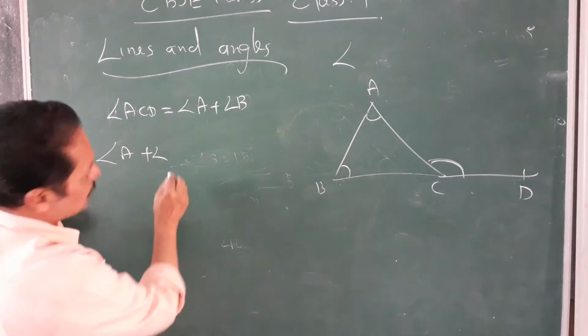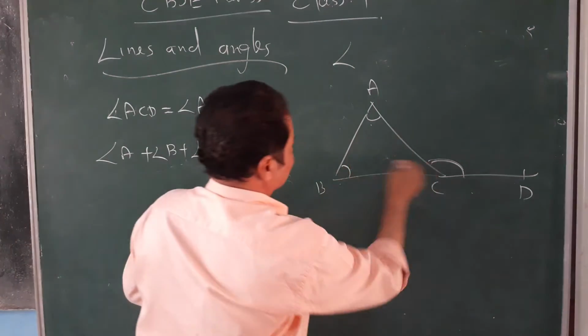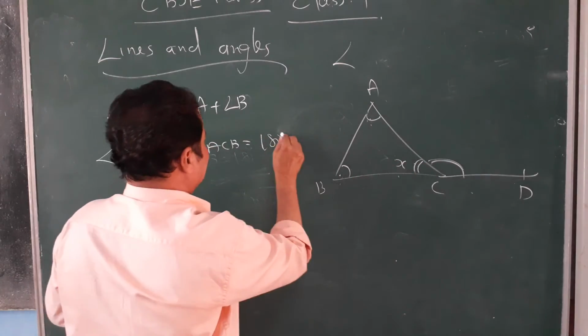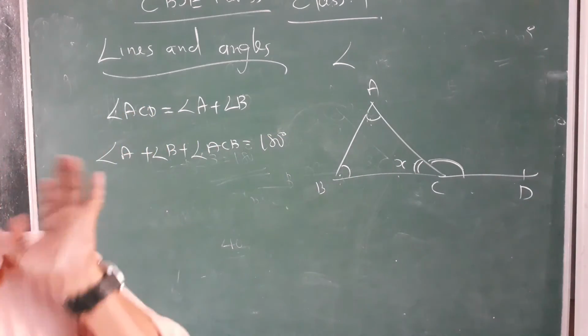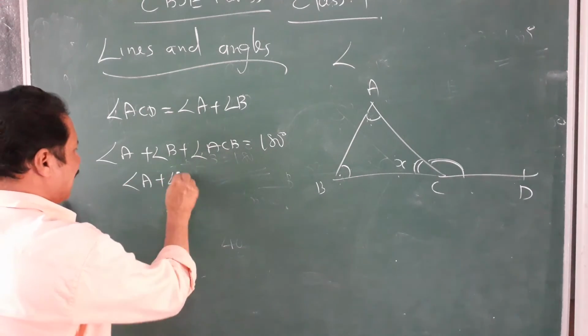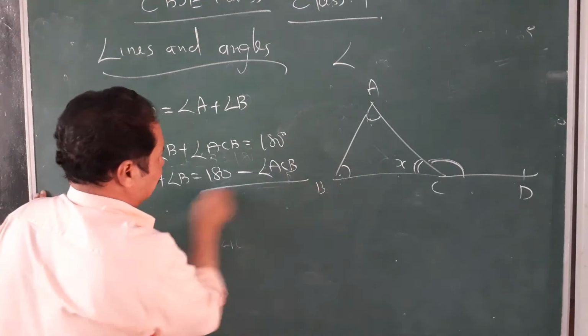Angle A plus angle B plus angle ACB, look at that. The sum of the three angles is equal to 180 degrees. That is the angle sum property. So angle A plus angle B equals 180 minus angle ACB.